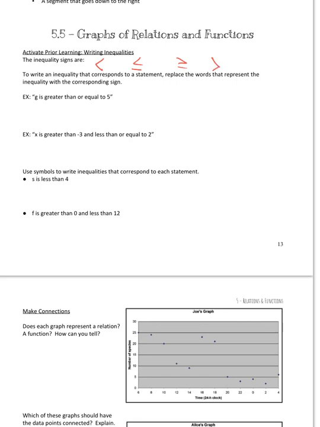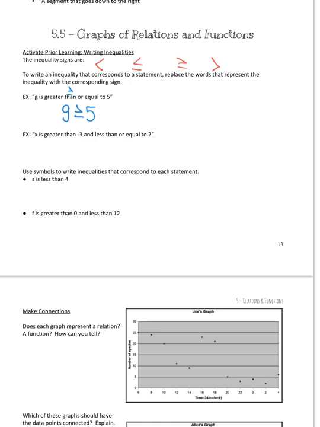Some of you remember that the alligator is eating the bigger number, whatever it is that you remember, work with that. So to write an inequality that corresponds to a statement, replace the words that represent the inequality with the corresponding sign. So G is greater than or equal to 5. So greater than or equal to is that sign. So we're going to say G is greater than or equal to 5.